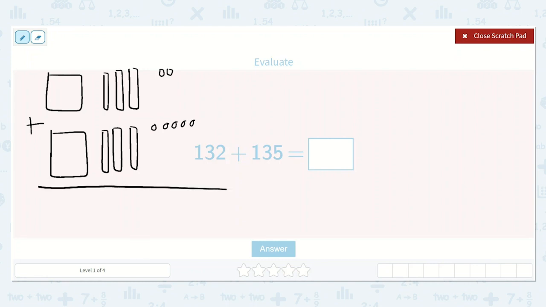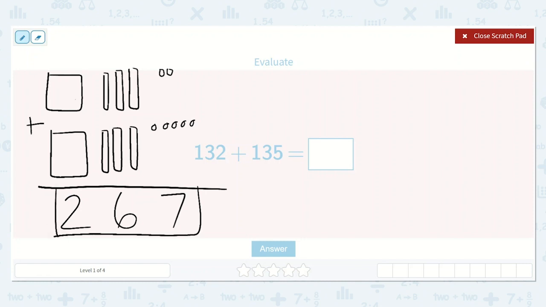I start with my ones place and I add all the ones together. 1, 2, 3, 4, 5, 6, 7. There are 7 ones. And now let's count our tens. 1, 2, 3, 4, 5, 6 tens. And there are 1, 2 hundreds. So my answer is 267.